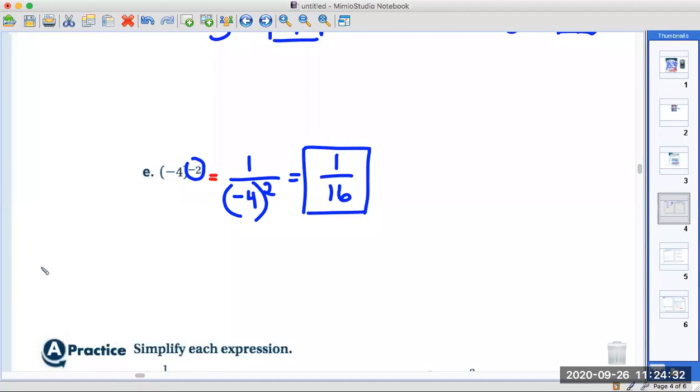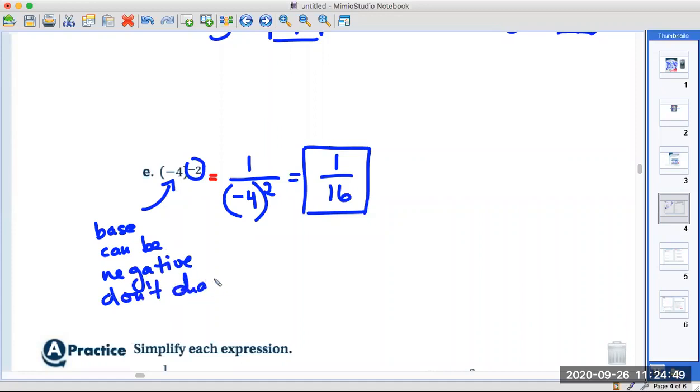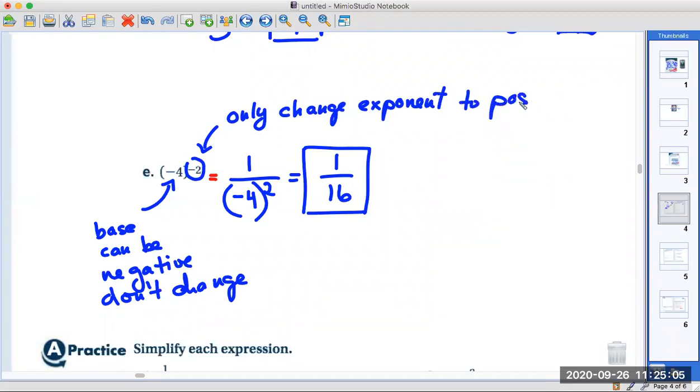So I'm going to make a little notation. Base can be negative. Do not change it. Only change the exponent to positive. We don't need negative exponents. We don't like negative exponents in math, okay?